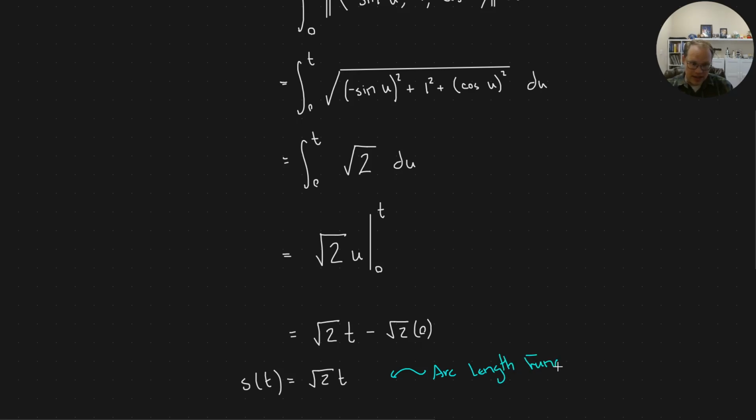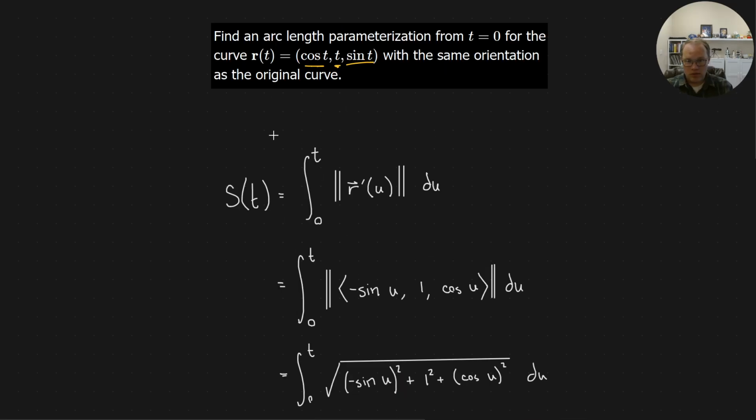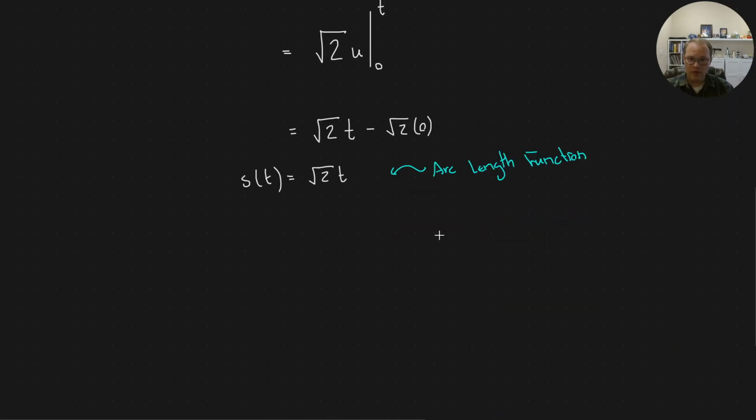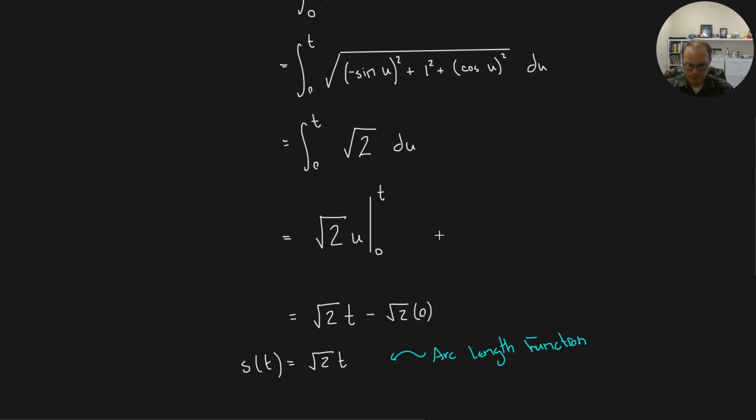What this does is it gives me an easy way to find the arc length for any value of t. What's the arc length after I go 5 units? Well, just plug 5 in. It's going to be root 2 times 5. That's the total distance you have traveled when your parameter is 5, after you've traveled this using this parameterization for 5 seconds, or 5 units of time. So we have our arc length function.